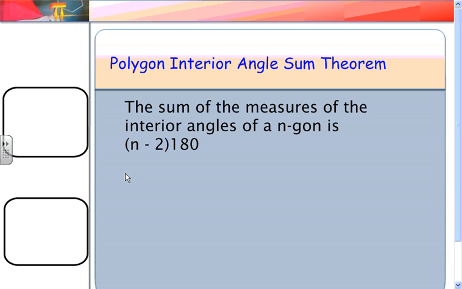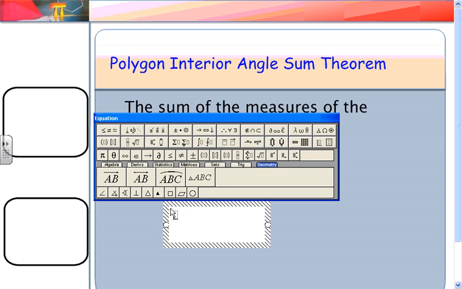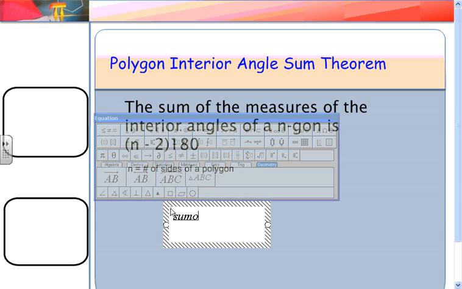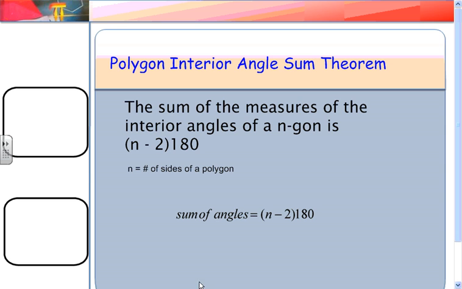So here, n is equal to the number of sides of a polygon, and we subtract 2 from that, we multiply by 180, and we get the sum of the interior angles of the polygon. Okay, so we might write something like sum of angles equals n minus 2 times 180. Okay, that's our formula. That's what we got.